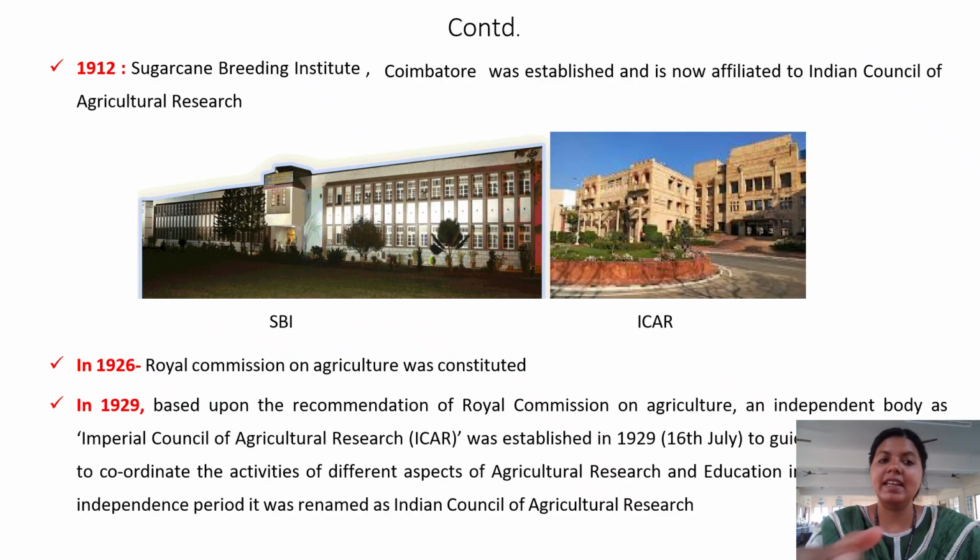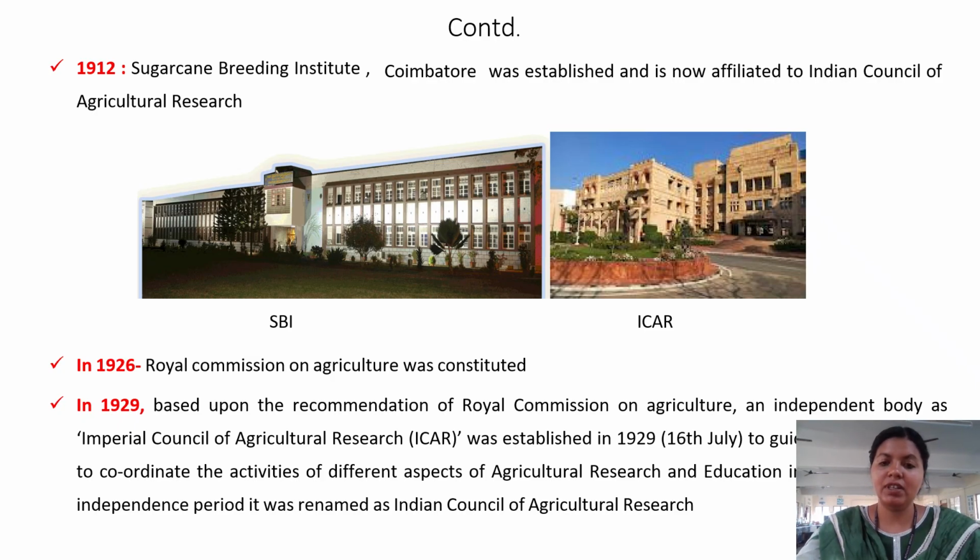So next, in 1912, the Sugarcane Breeding Institute was started in Coimbatore, and in 1926, the Royal Commission on Agriculture studied the problems of Indian agriculture, and based on its recommendation, ICAR, the Indian Council of Agricultural Research, was started in 1929. After independence, it was renamed as the Indian Council of Agricultural Research, as it is now. And this ICAR controls agriculture research, agriculture education, and research institutions in India.